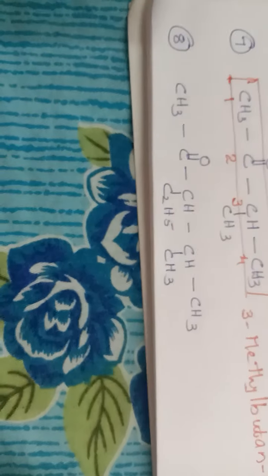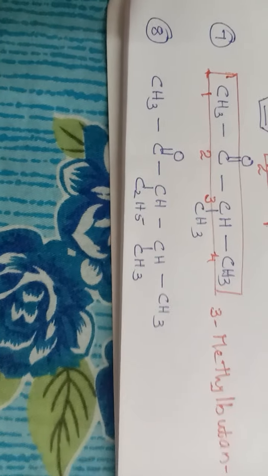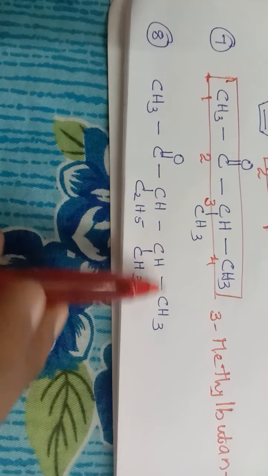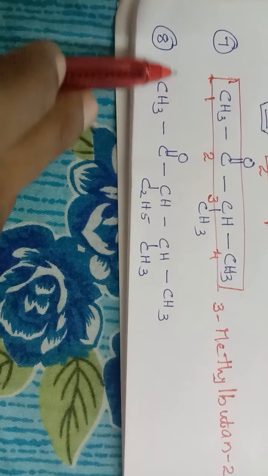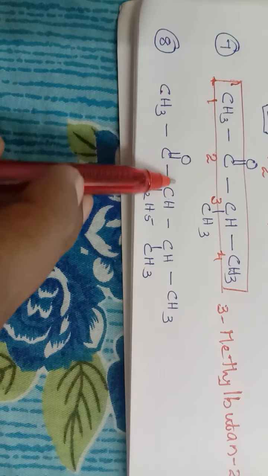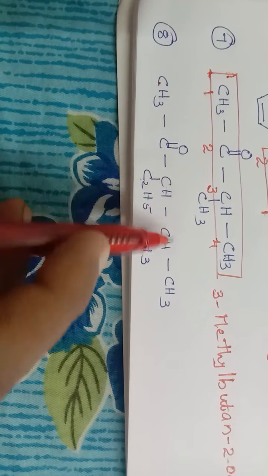Now the next compound CH3CO. This is again a ketone. Select the longest carbon chain containing the ketone. So 1, 2, 3, 4, 5. If you select this as the parent chain, 5 carbon atoms. If you select 1, 2, 3, 4, 5, if you select this, there are also only 5 carbon atoms. So 2 carbon chains of equal length.